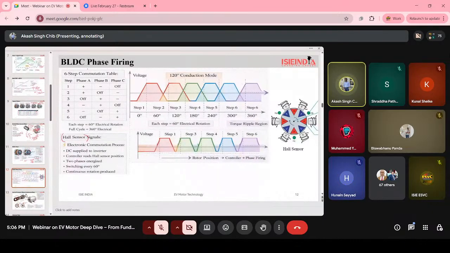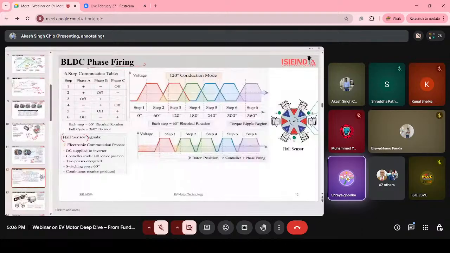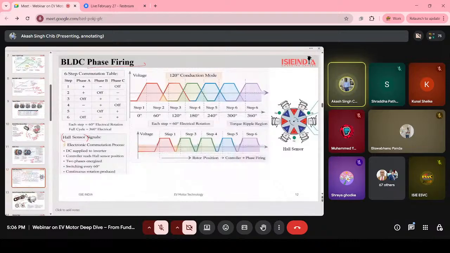First, we will discuss what is phase firing. In phase firing, basically in BLDC, we energize 2 phases at a time. We have a total of 3 phases. You can see here phase A, phase B, and one phase will be off. One phase is positive, another phase is negative, and one phase will be off. This is called 120-degree conduction mode, basically.